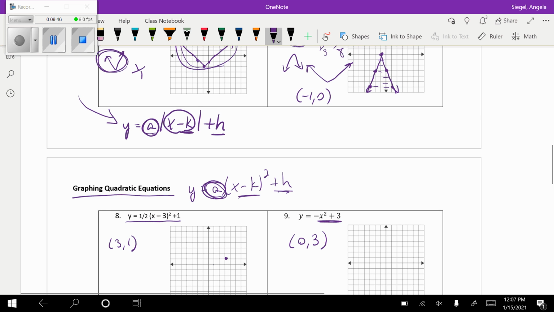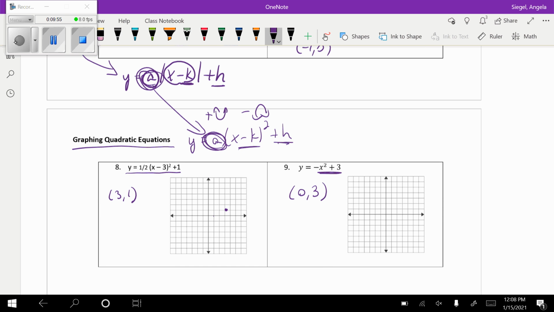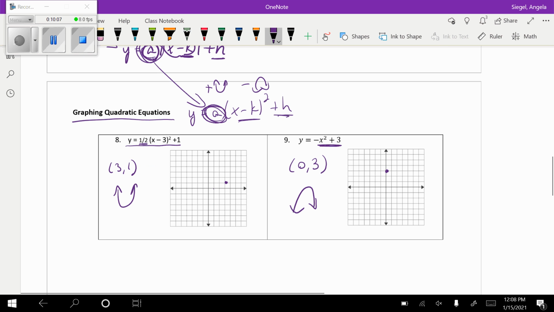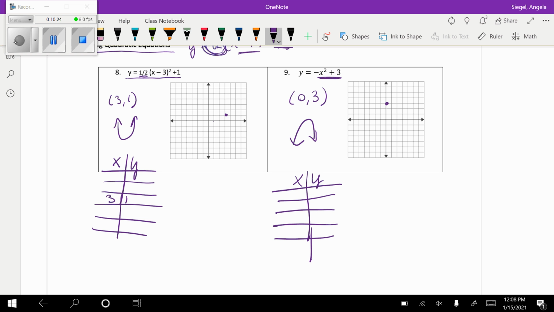I also know, just like this a told me, if it's positive, it goes up. If it's negative, it goes down. So I automatically know that this parabola is going to look like this, and this one is going to go down. From here, let's make an XY chart. We have almost everything we need; we just need to finish it up a little bit. Our vertex was 3, 1, and we're going to put that in the middle. We do the same thing over here and put that 0, 3 in the middle.